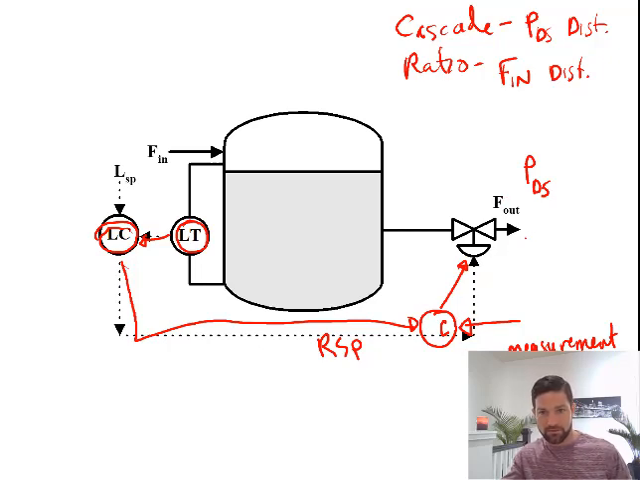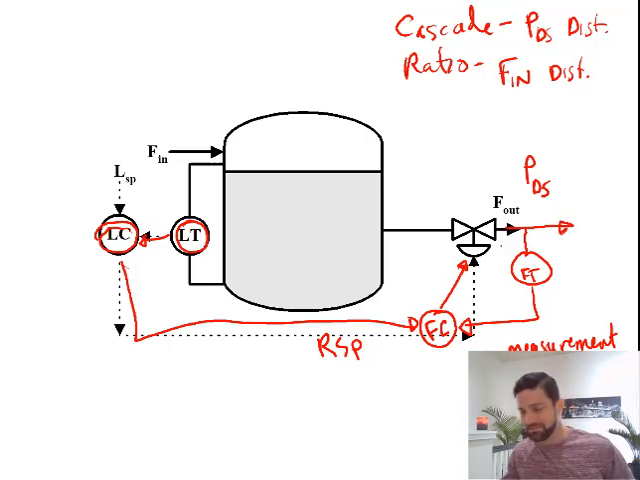So the measurement of the flow out is going to go to the flow controller because that's what we're measuring, and then we're going to change the valve position. Okay, so we can put this flow sensor on either side of the valve. It doesn't necessarily matter for the sake of this example.